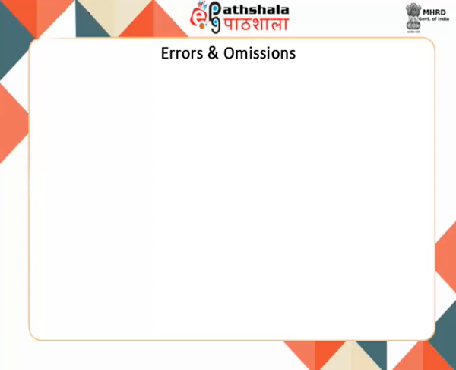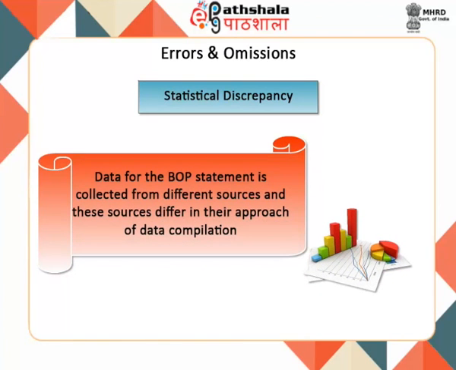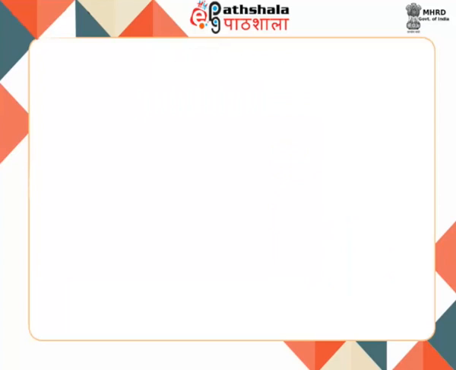It is also known as statistical discrepancy. It is considered while arriving at the overall balance. It arises due to the following reasons. Difficulty in data collection. Data for the BOP statement is collected from different sources and these sources differ in their approach to data compilation. Hence, statistics from the different sources vary, resulting in statistical discrepancy in the BOP statement.